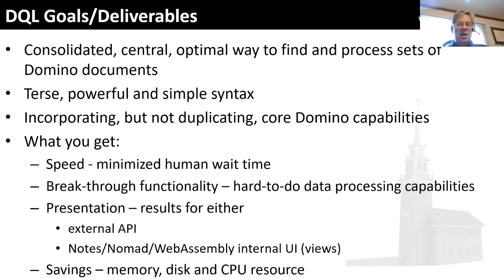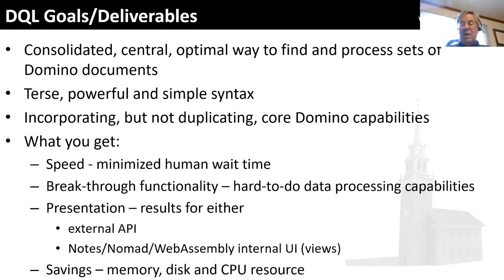our goal here is to come up with a central way to process sets of documents. That really is what DQL has provided. We're giving people a way of using each and every document search capability that's in Domino in one terse, powerful, simple syntax. That's the whole idea here. We're going to incorporate. We're not going to duplicate. I made the point several times that what we've exposed into the APIs of Domino is probably about 60% of what's available. Well, we're trying to get closer to 90, and there's a lot.